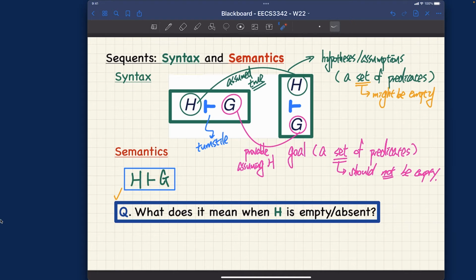So this is a set of predicates for the hypothesis. This is another set of predicates for the goal. And this is more like an operator, which will somehow combine these two sets of predicates, and overall it's also a predicate, right? So this is actually a predicate. And if it's a predicate, that means we can try to either prove it or disprove it, right? Which may be proved or disproved.